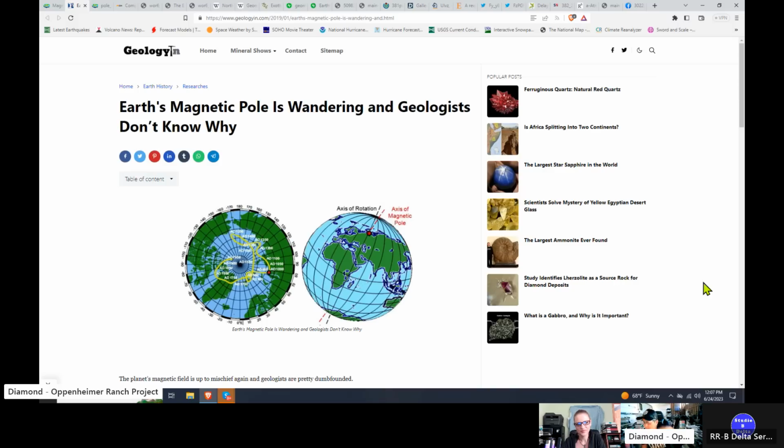So if the pole were to flip, it would actually go back to the position that we're calling it. But unfortunately, we just labeled it differently. It's really bizarre. And the fact that geologists don't know why, neither do planetary scientists, astrophysicists, anyone.